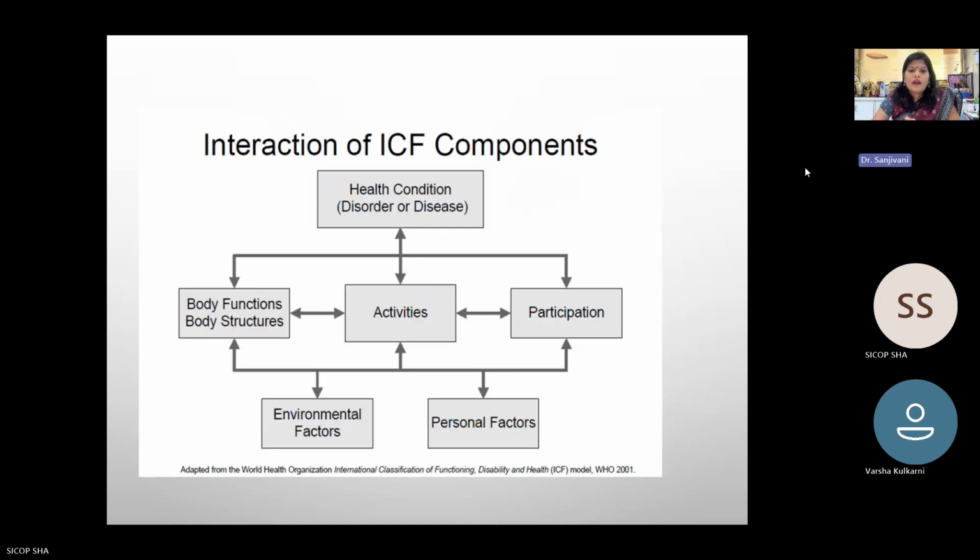These are the main components of ICF. First is the health condition, or you can say any patient, whatever that health condition. It is divided into the body structure, function, then activity, then participation, and all of it is related to their personal factor and environmental factor. Next slide, please.